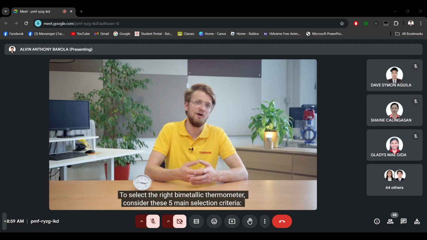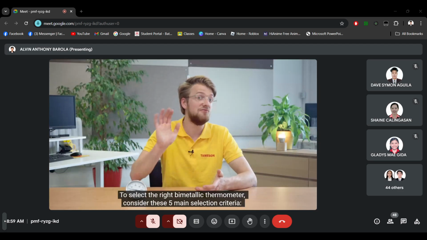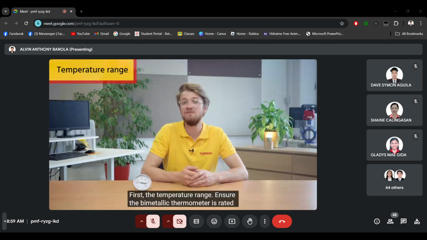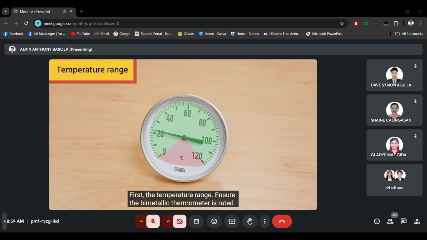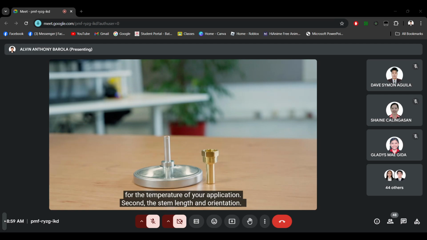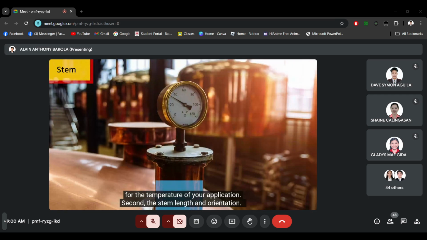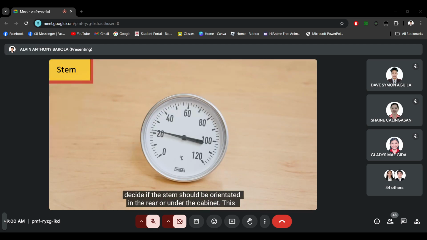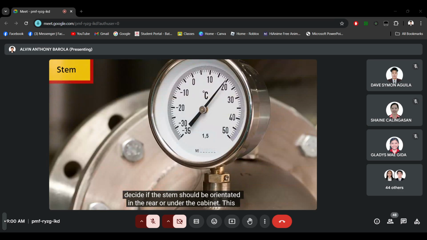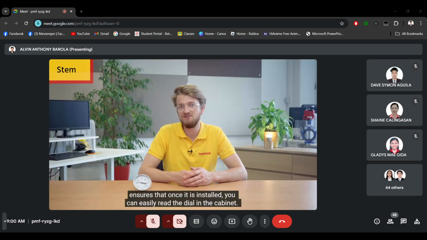To select the right bimetallic thermometer, consider these 5 main selection criteria. First, the temperature range. Ensure the bimetallic thermometer is rated for the temperature of your application. Second, the stem length and orientation. Determine the immersion length or depth of the tank or pipe where the thermometer will be used. Use this to determine the stem length. Next, decide if you want the stem to be oriented in the rear or under the cabinet. This ensures that once it is installed, you can easily read the dial in the cabinet.